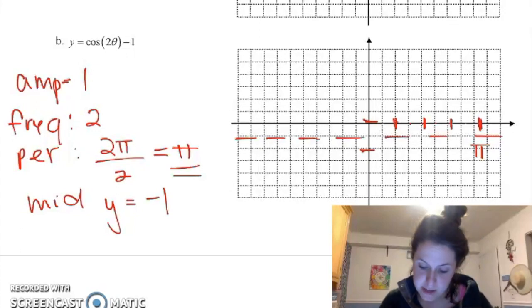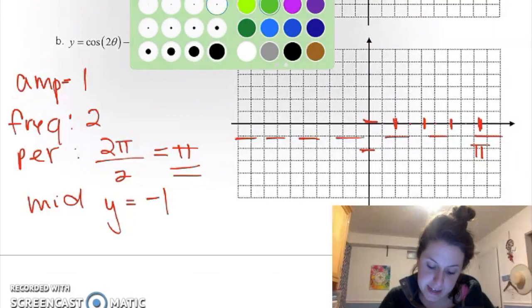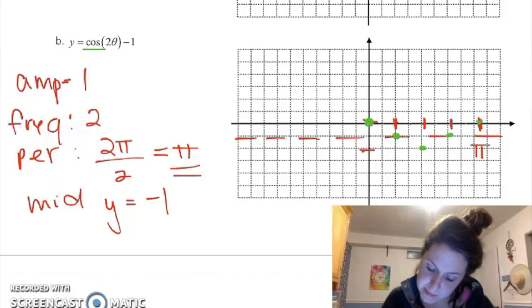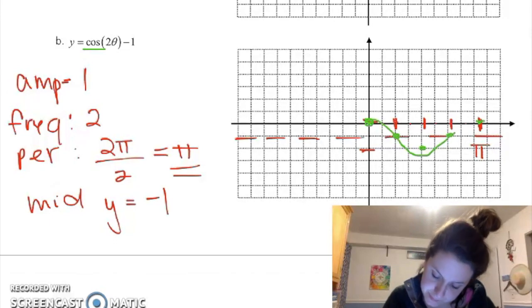And then every 2 spaces, I'm going to put a dash, and that'll be where my points are. Now, this is a cosine curve, so it should start from its maximum. It'll go to its midline, to its minimum, to its midline, and back to its maximum. So that is what your cosine curve looks like.